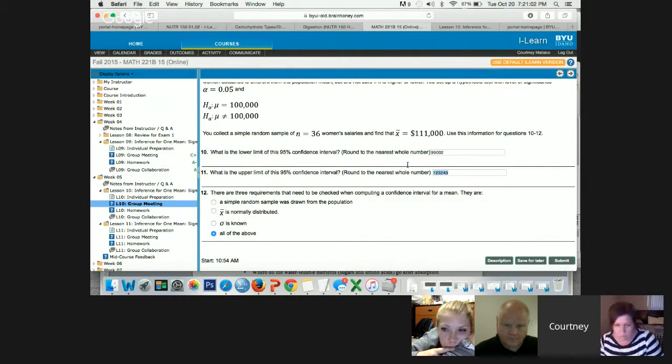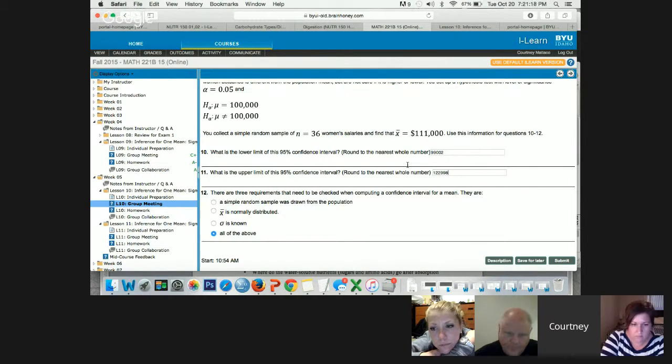Okay. And so then if you add it, you get 122,998. Okay. Sorry about that, guys. You're good. That's what this is all for. Okay. And then it says there are 3 requirements that need to be checked when computing a confidence interval. They are all of the above. Yeah. Simple random, normally distributed, and a known sigma. So that was kind of a short quiz today.